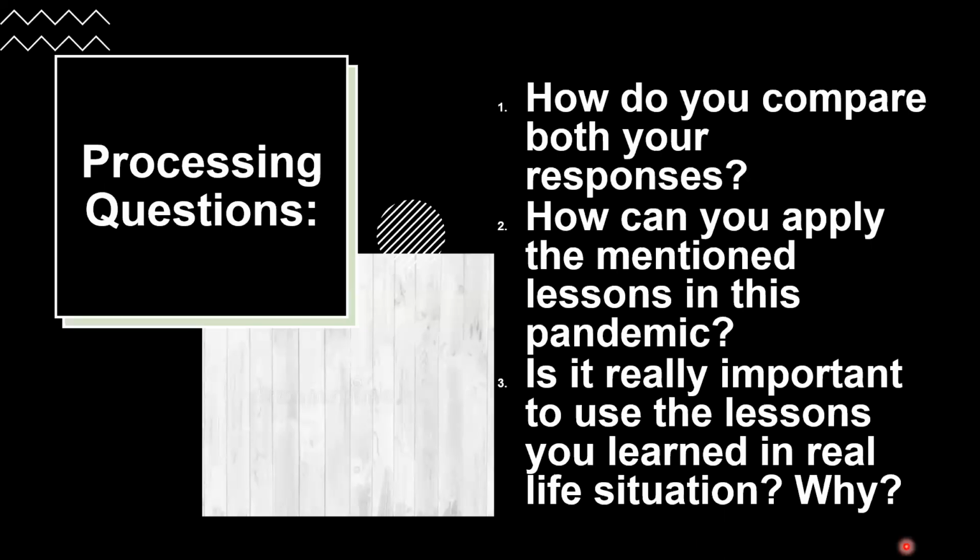Next are processing questions. The first question is, how do you compare both your responses? Number 2, how can you apply the mentioned lessons in this pandemic? Number 3, is it really important to use the lessons you learn in real life situation and why?